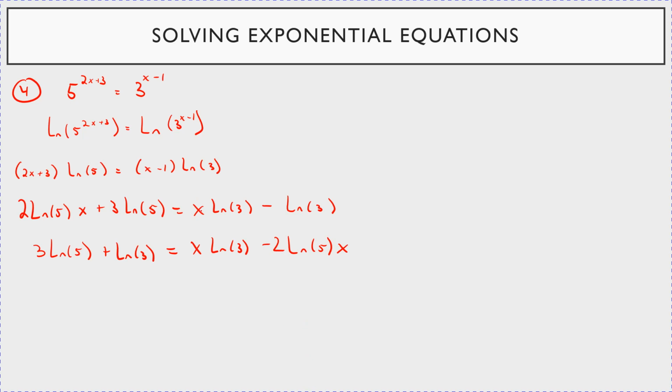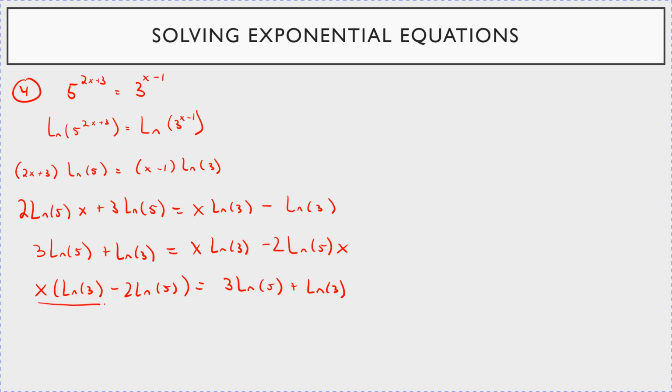So how do you solve here now? Look, these both have an x in it, so let me factor that out. And then I'm going to flip the equation around. So it's x times natural log of 3 minus 2 natural log of 5, because I factored out the x, is equal to this right here: 3 natural log of 5 plus, excuse me, natural log of 3. This is just a constant.